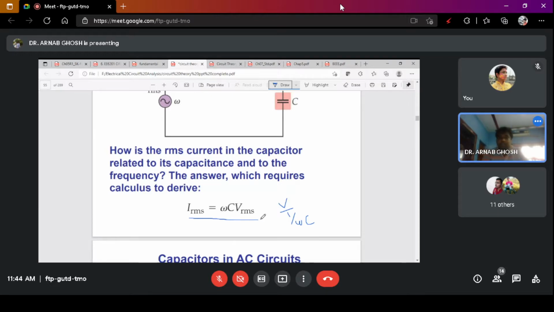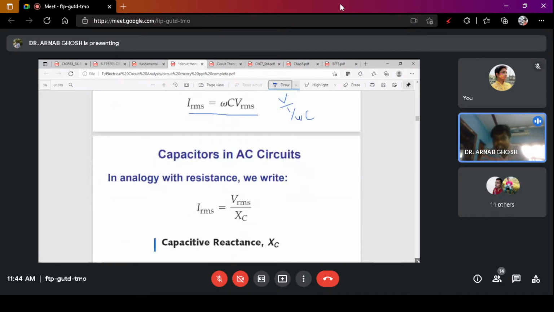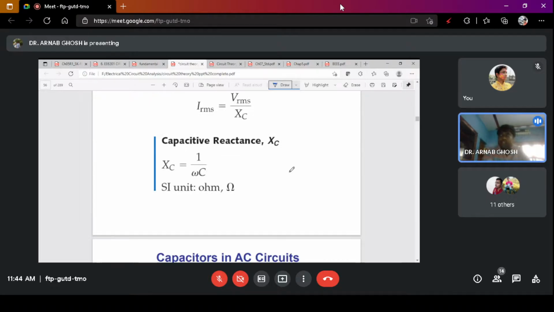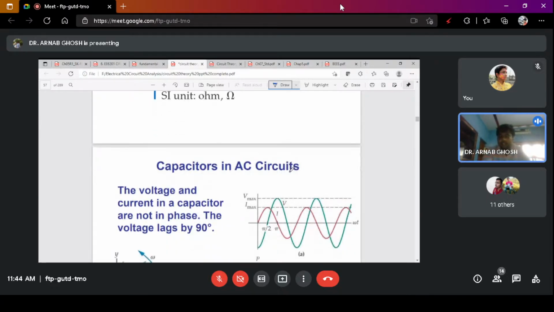Okay, is this clear? That is why when we write the RMS current across the capacitance, we write it as omega C into VRMS, based on the capacitive reactance. The value of the capacitive reactance is 1 by omega C, and that is expressed in ohms. So these things you have already studied in your first year.